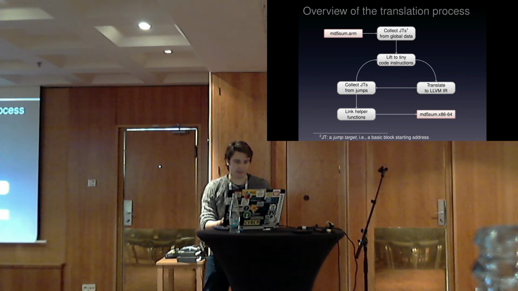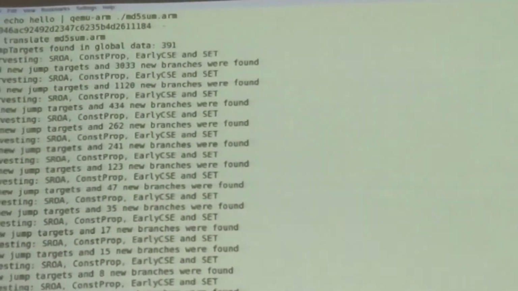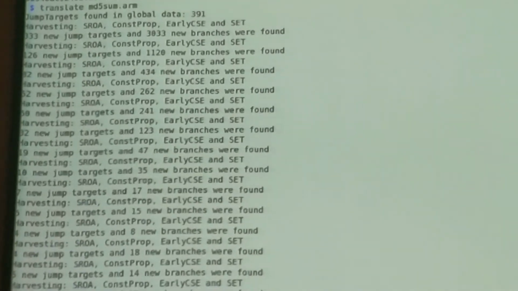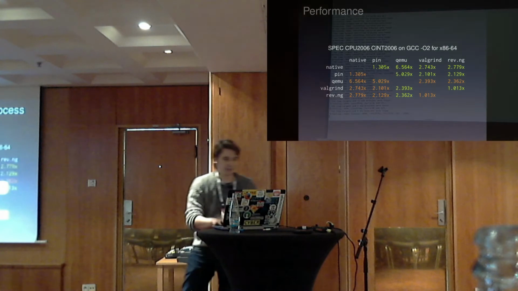Maybe before getting to performances, I'll do a very quick demo. So we have an md5sum ARM binary. We can try and run it with QEMU. And it computes the MD5, nothing fancy. Then we can translate it. Sorry. We use the translate program. We let it run for a second, and in the meantime, I'll show you the performance results.